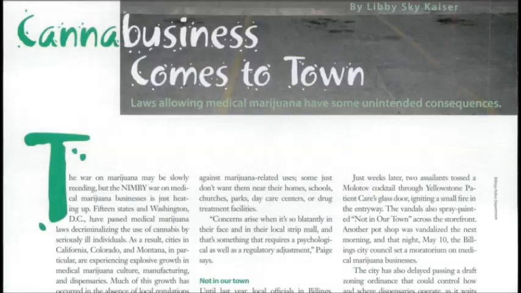This article makes a not in my backyard opposition to cannabis stores seem like a negative factor, and therefore it is likely pro-legalization. The other article, however, is based around the negative effects of cannabis on individuals and society.